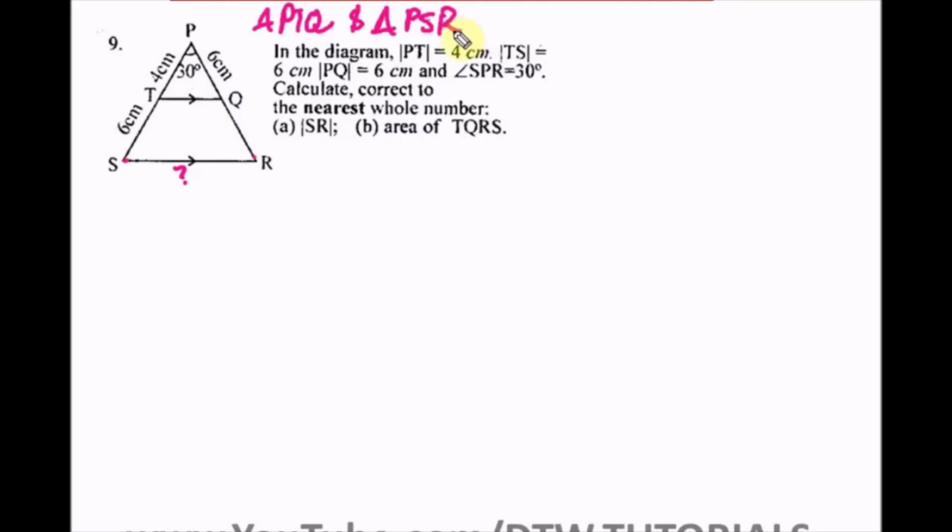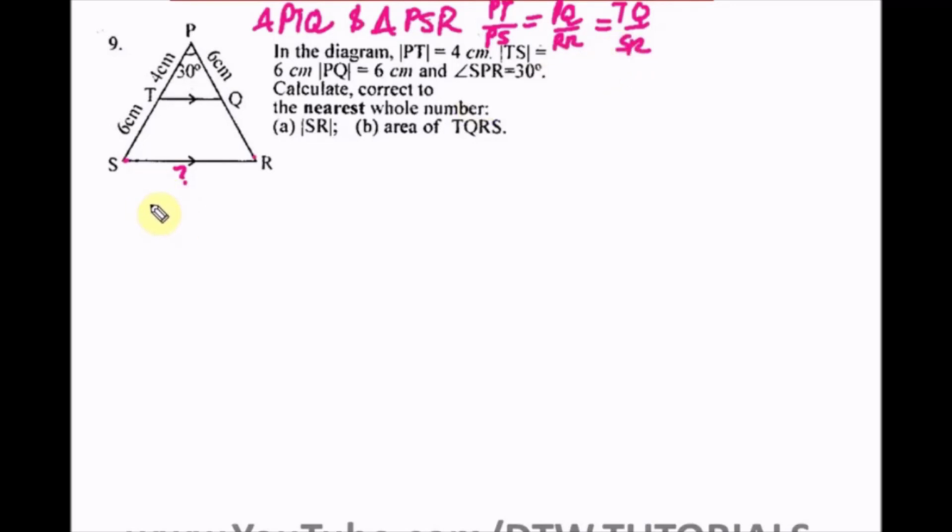But the properties of similar triangles say that PT over PS is equal to PQ over PR, which is also equal to TQ over SR. Okay, so let's just keep this formula here, but I think it's also important you state it.